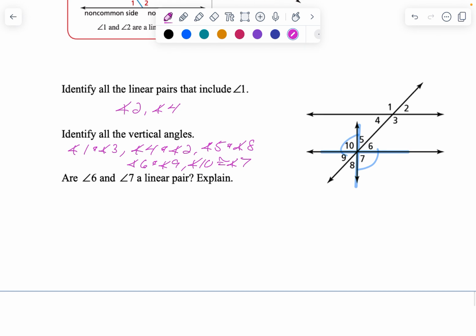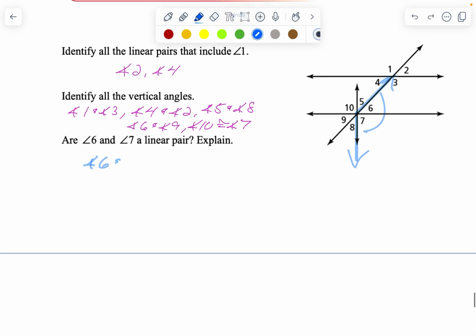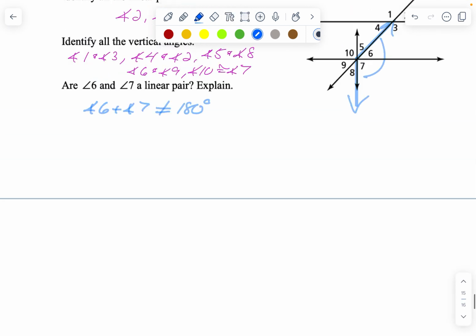All right, so finally, are 6 and 7 a linear pair? The answer is no. Notice angles 6 and 7 together make this angle right here. And that is not 180 degrees. So we could say something like angle 6 plus angle 7 is not equal to 180 degrees. And that's it.